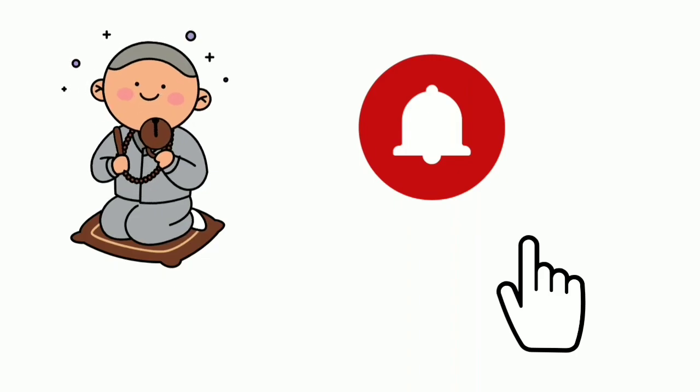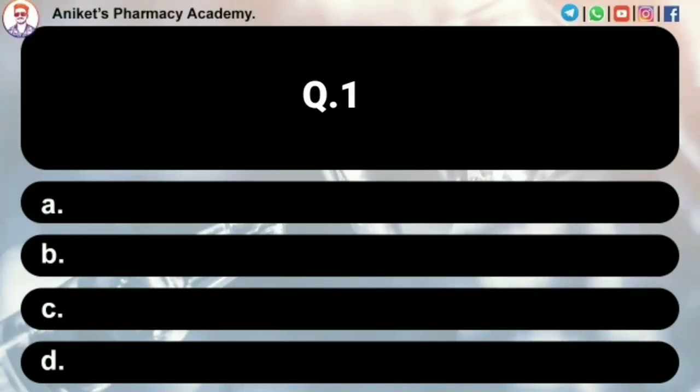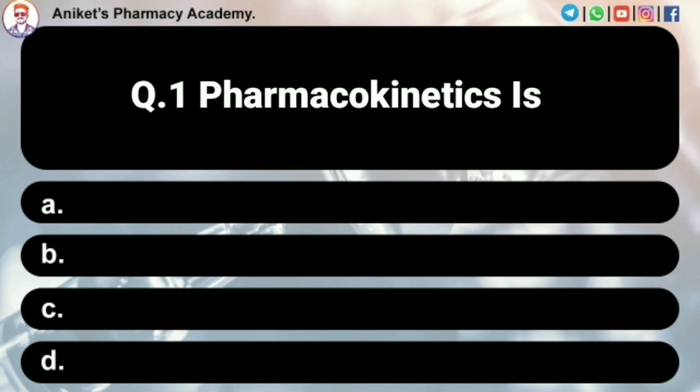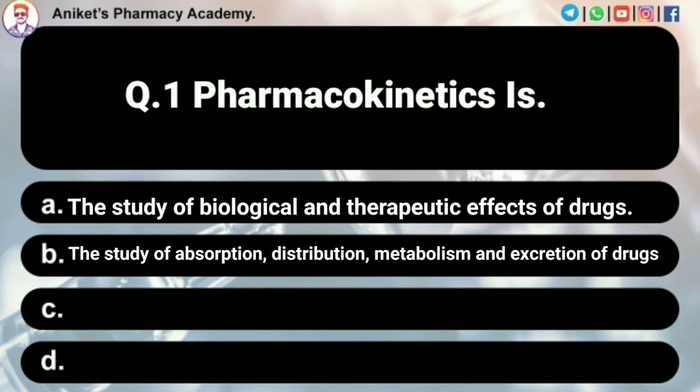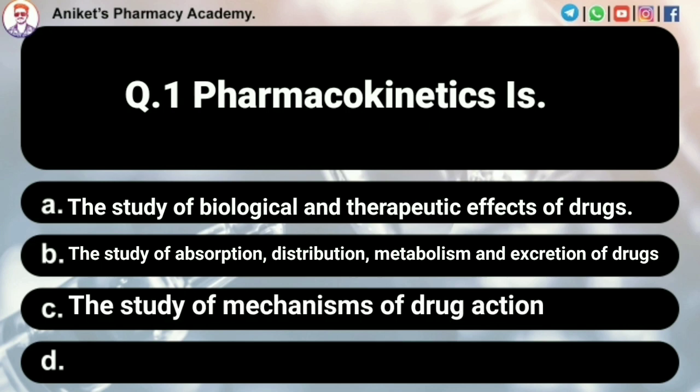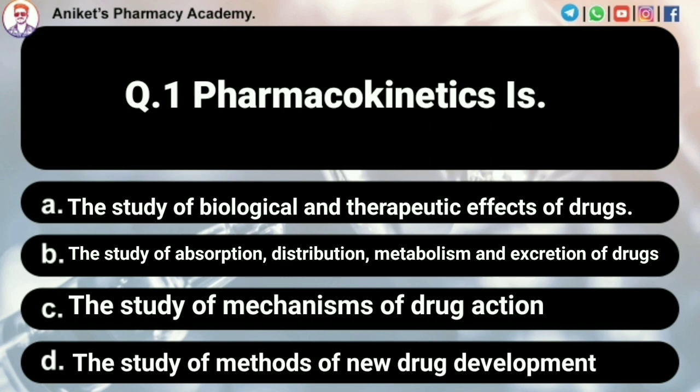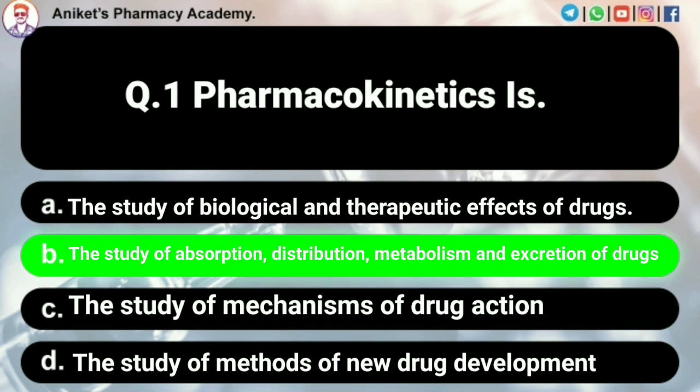Let's begin. Question number 1. Pharmacokinetics is A. The study of biological and therapeutic effects of drugs. B. The study of absorption, distribution, metabolism and excretion of drugs. C. The study of mechanisms of drug action. D. The study of methods of new drug development. Answer is B. The study of absorption, distribution, metabolism and excretion of drugs.